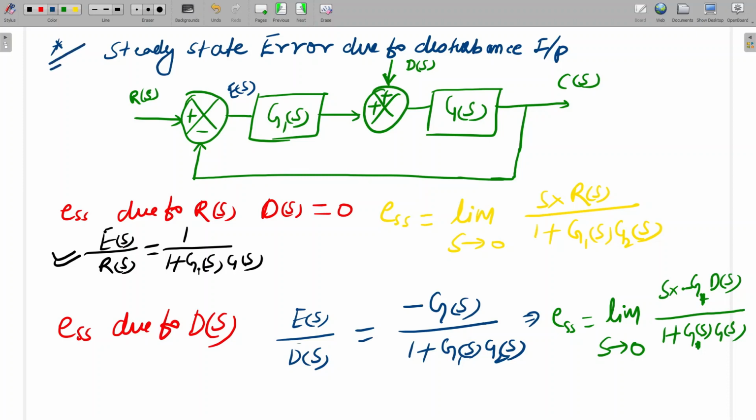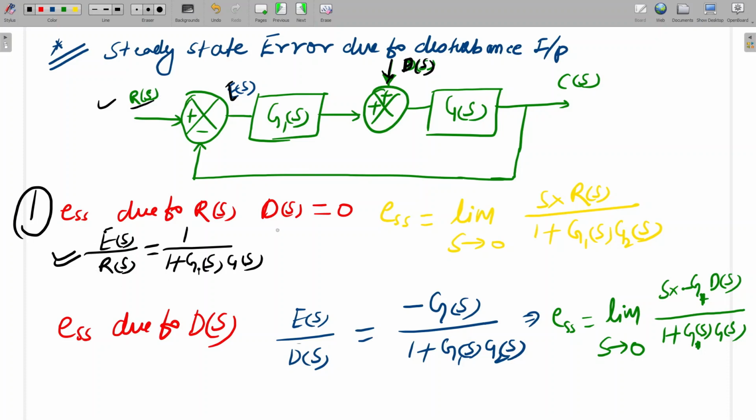So steady state error, I already explained earlier. So this is a simple transfer function. Here this part is the disturbance input, D of S. So what will be the steady state error due to disturbance? For a normal step input due to R of S, what will be the steady state error? So we can write the transfer function first. This is first the steady state error due to input. So this is E of S, and this is R of S.